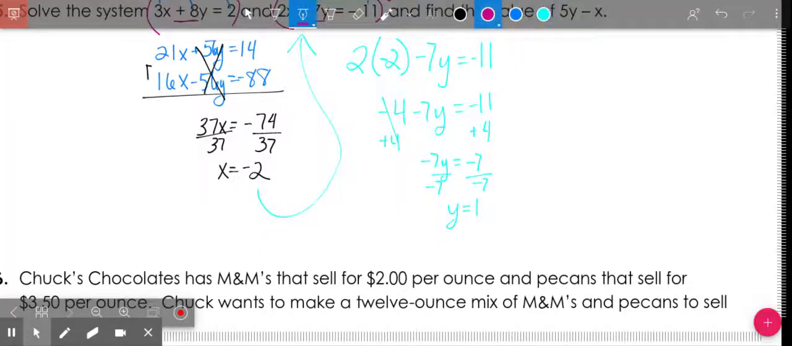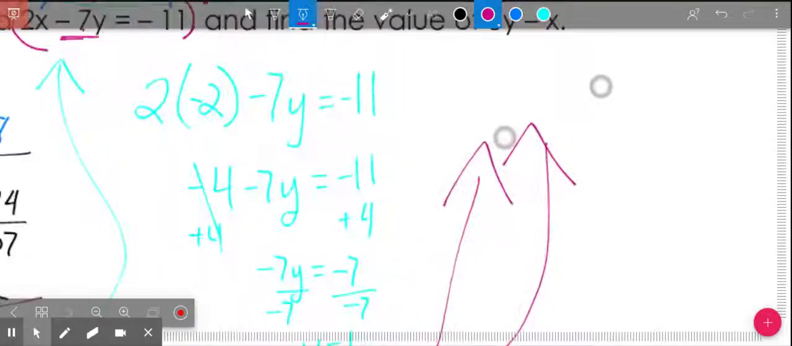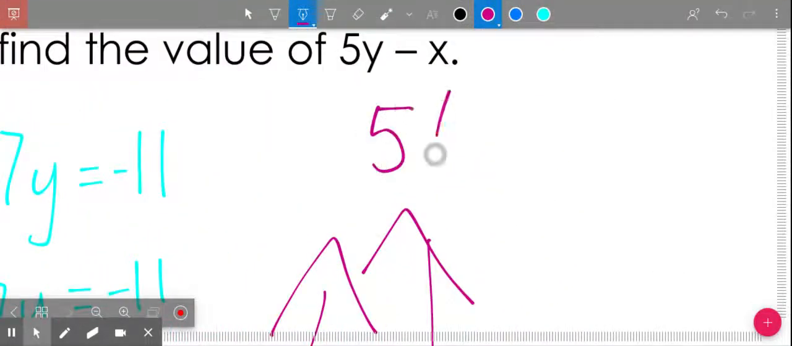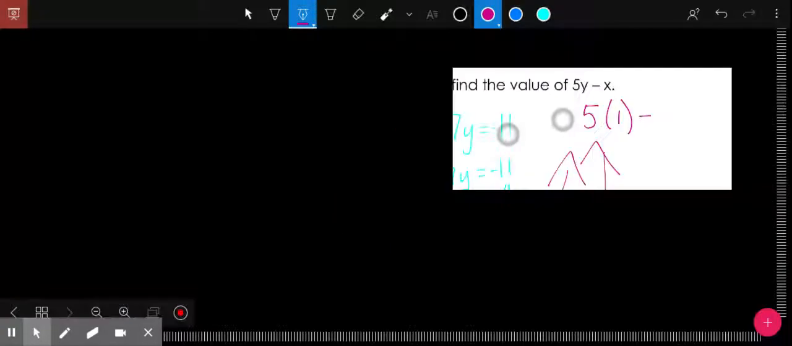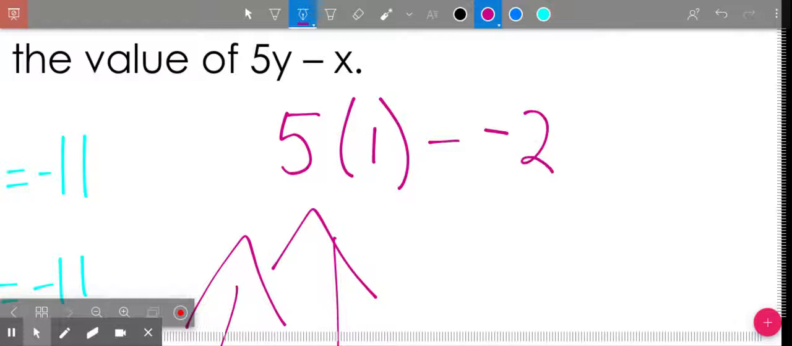So now that we have all that, we need to take both of our coordinates, or pieces of our coordinates, and plug those in. So we'll have 5, instead of times y, becomes times 1, minus my x, which was a negative 2. 5 times 1 gives me 5. When I subtract a negative 2, I'm really adding the 2. And then 5 plus 2 gives me 7.